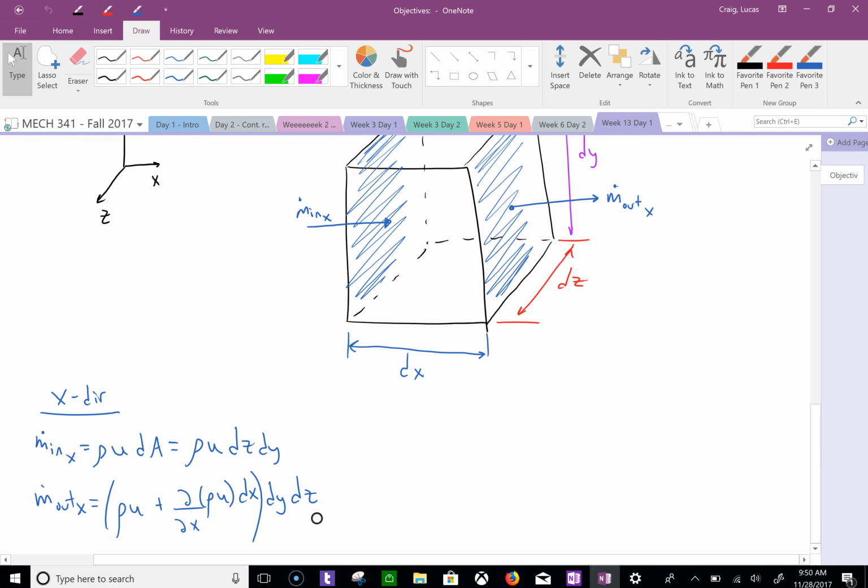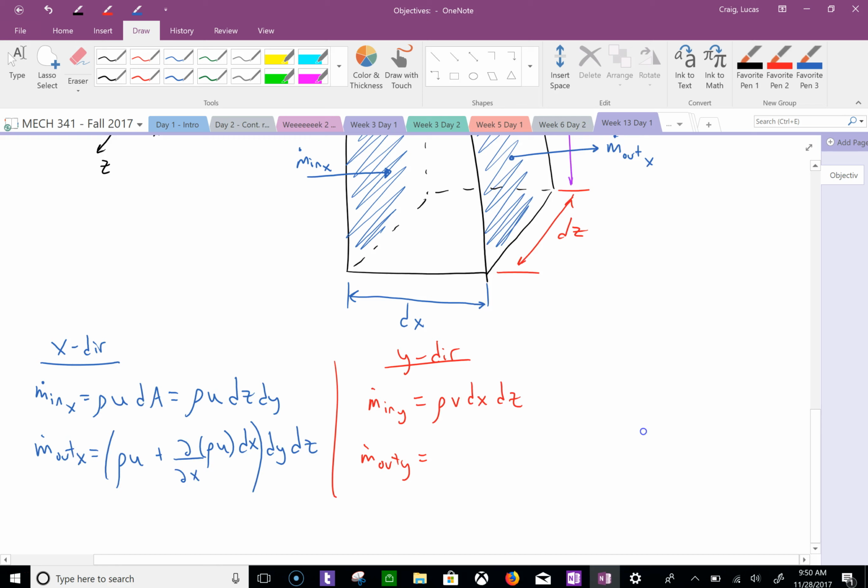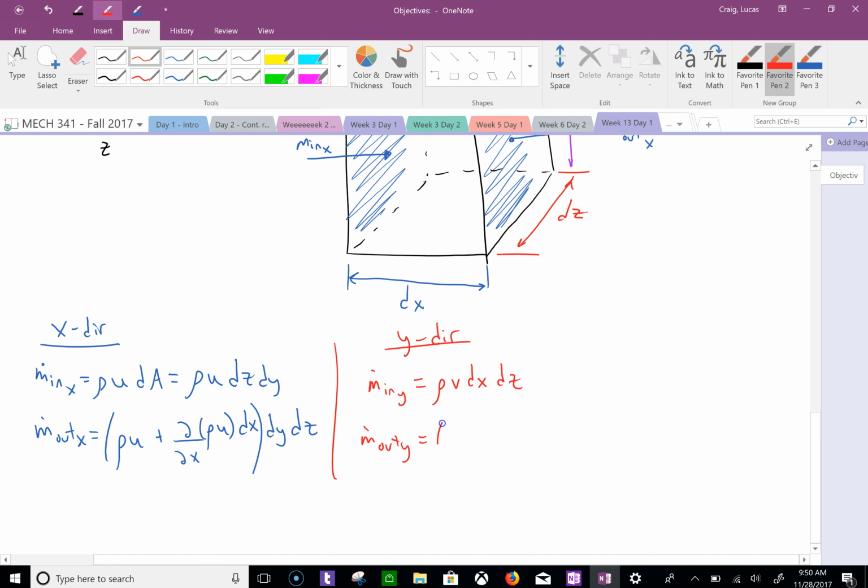Oh. Yeah. Okay. How about the y direction? Try the y direction. What would m dot in the y direction look like? Rho v dA. It would be rho v dx dz, right? Okay. How about m dot out in the y? Slightly different, right? But it's just rho v plus the change in rho v, partials. Yep.